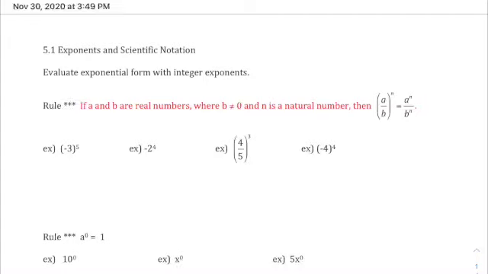Hi everyone, today we are talking about exponents and scientific notation. To start off, we're going to try to evaluate exponential expressions with integer exponents.